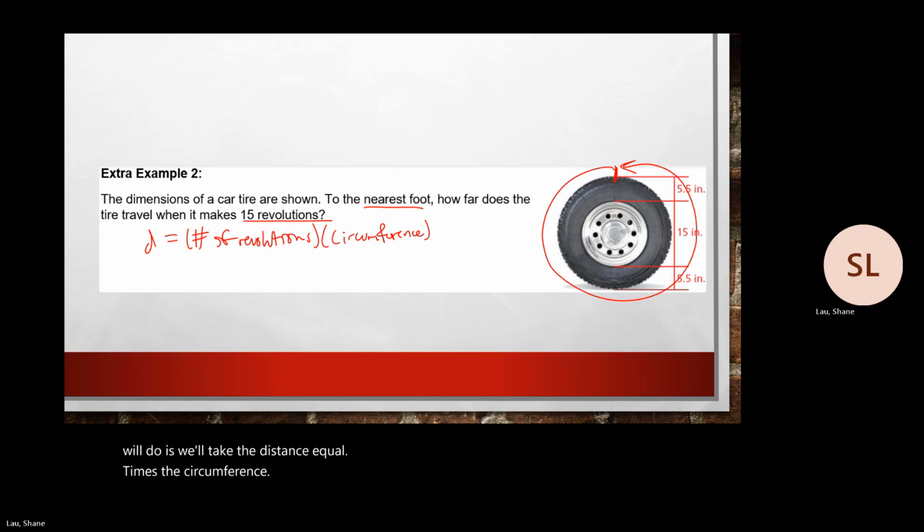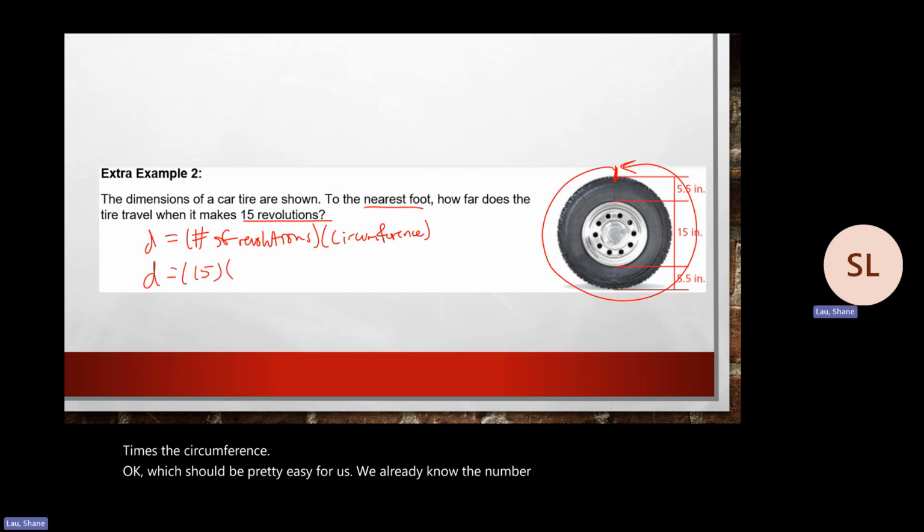Okay, which should be pretty easy for us. We already know the number of revolutions we need is 15. And here we need to figure out the circumference. Well, it gives us the entire tire. It gives us into 3 increments.